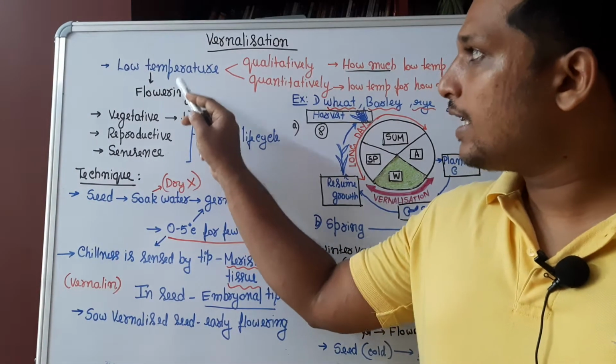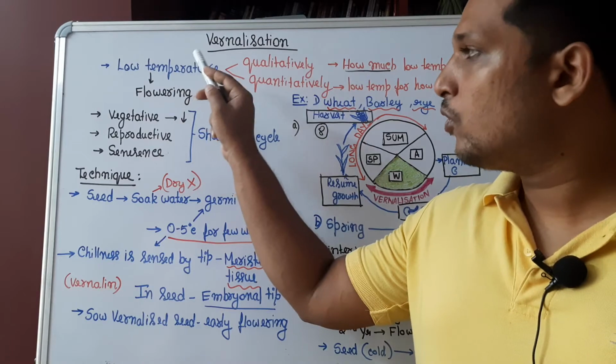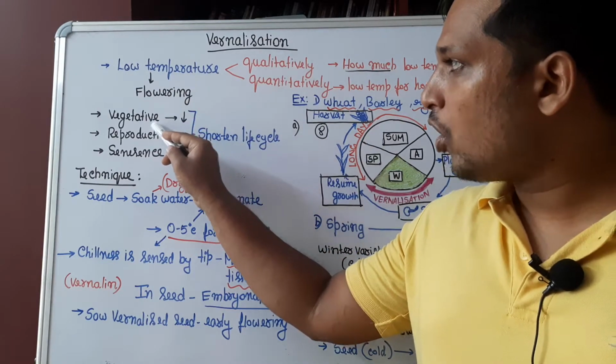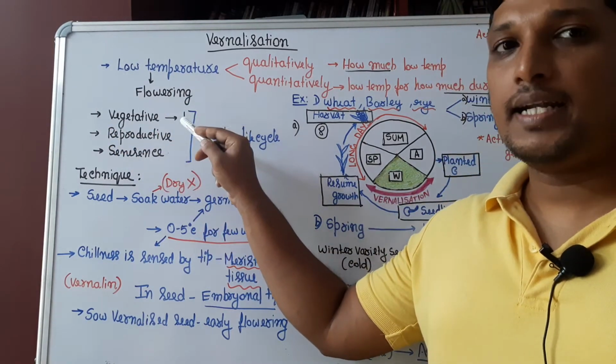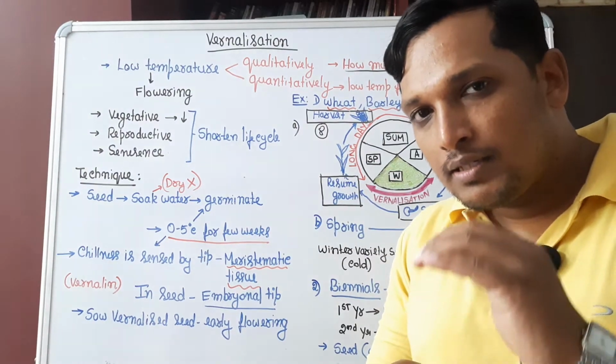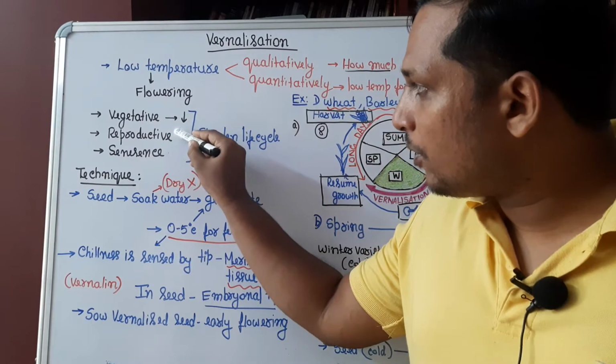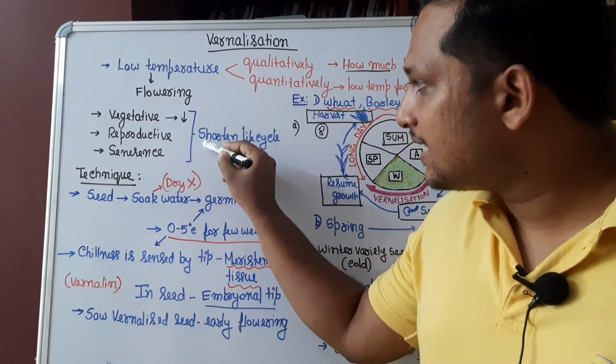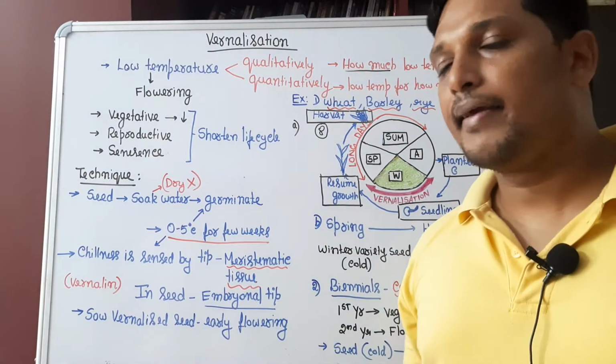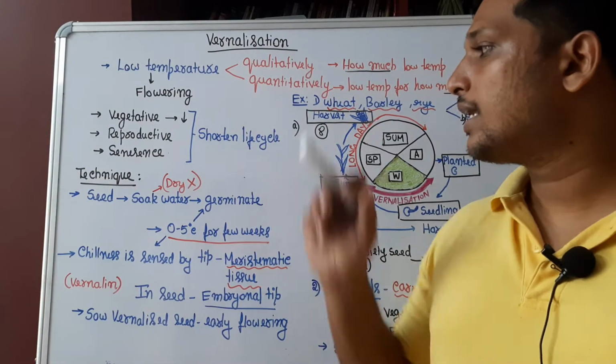By doing vernalization, or by subjecting the plant to cold temperature, you can shorten the vegetative period, which means that when you shorten the vegetative period, they reach the reproductive period quickly. As a result, you are going to shorten their lifespan. That is the benefit of vernalization.